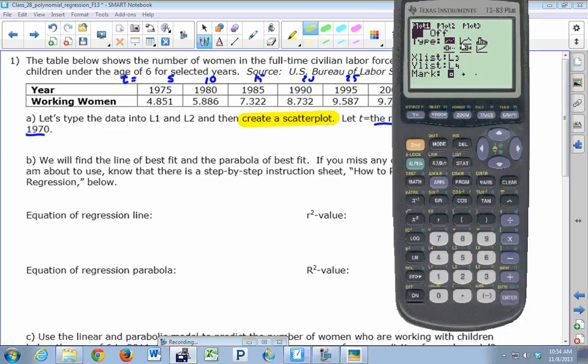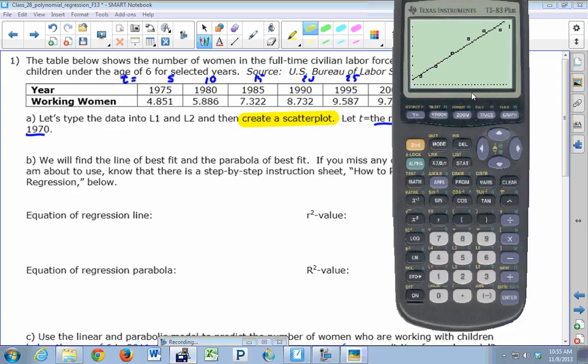And remember, it's this first picture that's your scatter plot. And then you just come down here and you tell it what are the names of your two lists. So I happen to have L3, L4. If you have L1, L2, that's what you put in there. And then before you hit graph, do you remember what zoom number you hit for statistics? Zoom 9, right. So you hit zoom and you hit 9 because 9 is zoom stat. Once you hit the 9, you're going to see your graph.